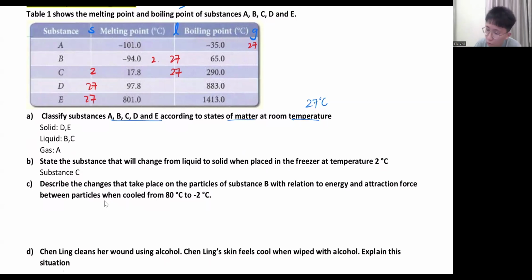Okay, so they focus on B. So when they say cool down, definitely, guys, how do your particles move? How does your energy actually relate? First of all, when you cool down something, particles move slower.